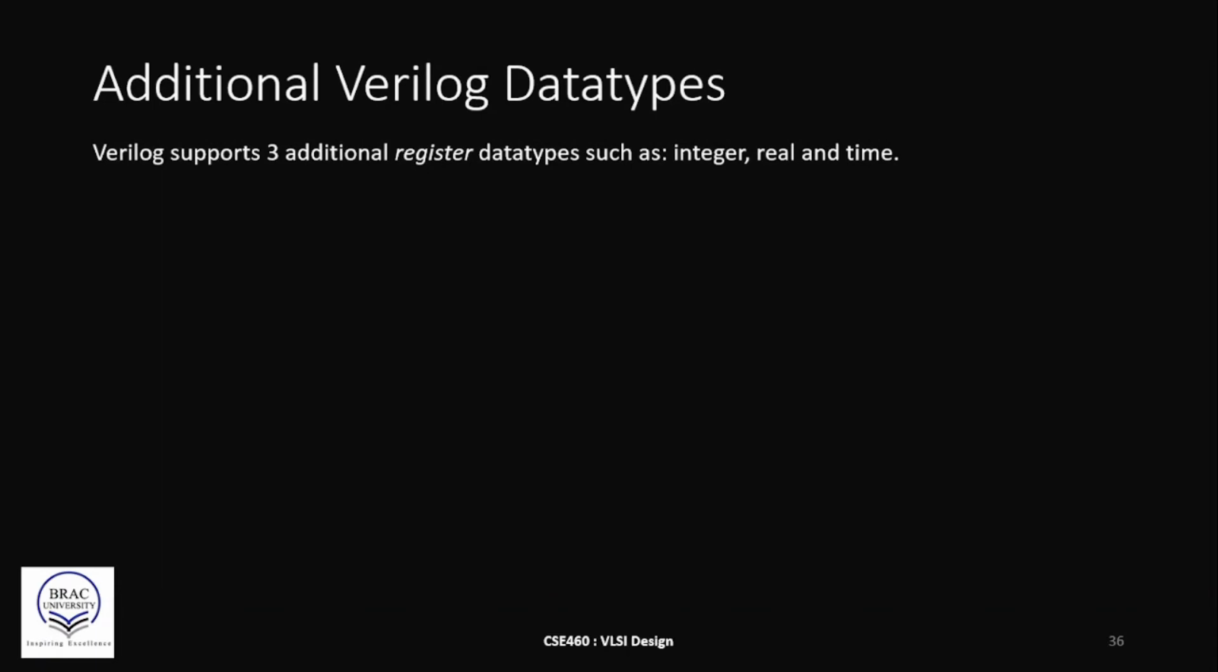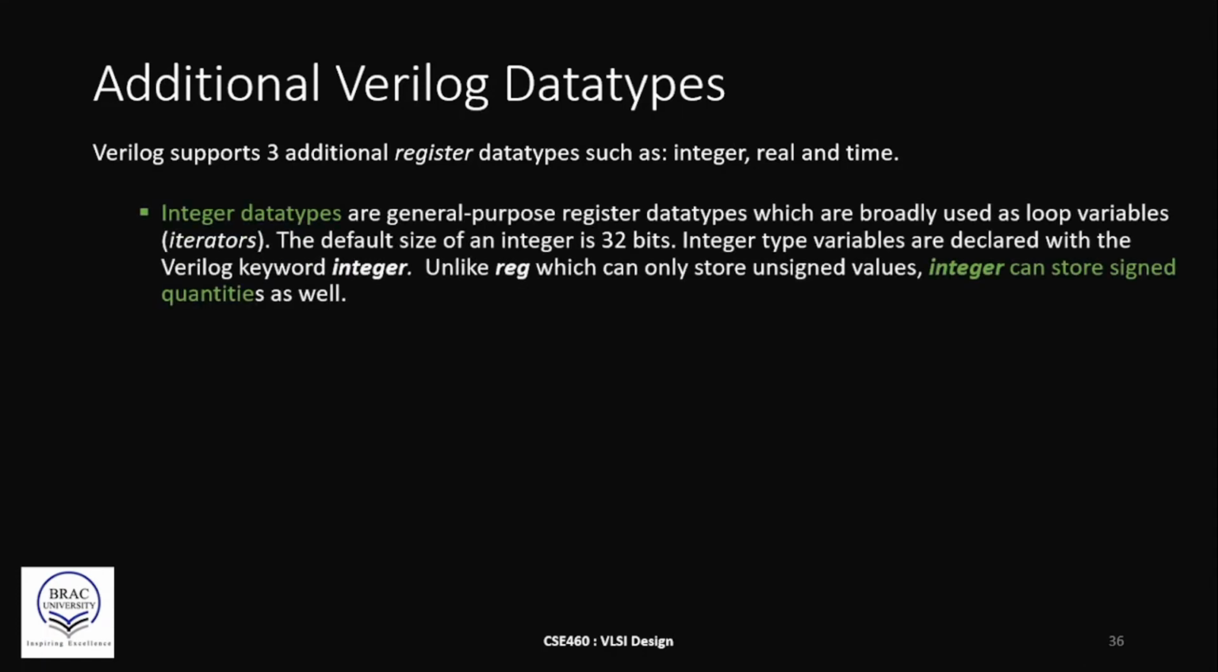Now that we have some ideas about the basic register data type, I think it's worthwhile to mention 3 additional register data types, which are integer, real, and time data types. Integer data types can store both signed and unsigned integer values. The default size of an integer is 32 bits. Integers are mainly used as loop variables.